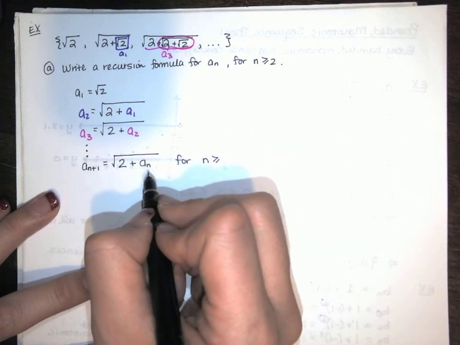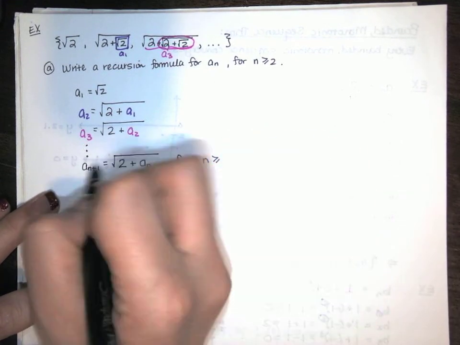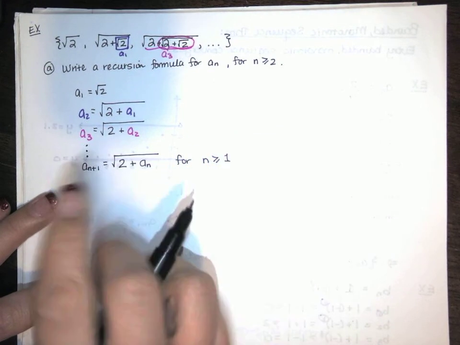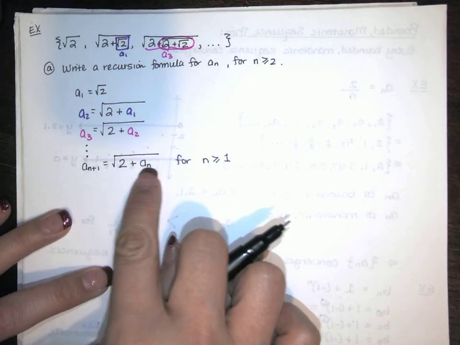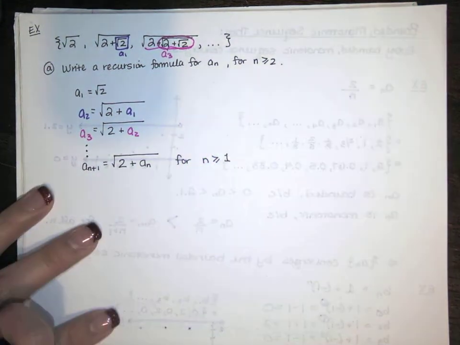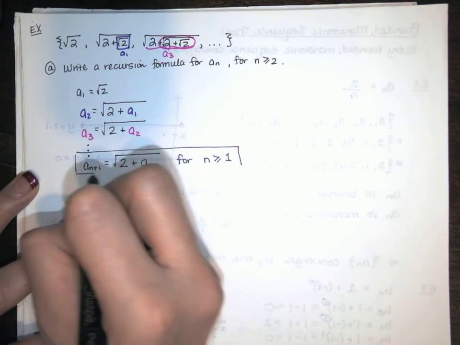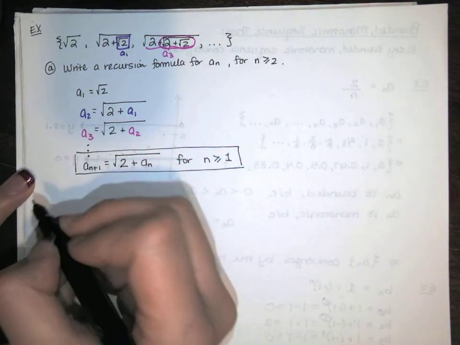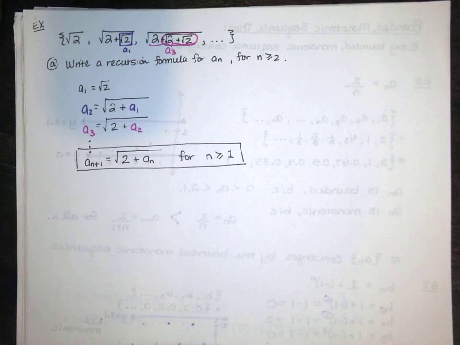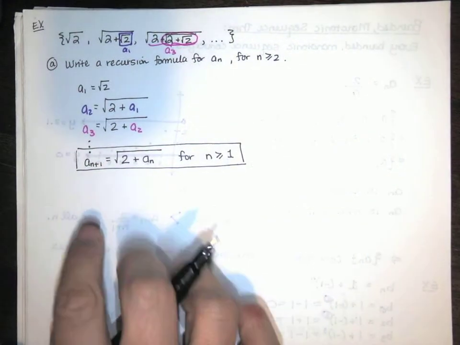It says n greater than or equal to 2, but I'm just going to write for n greater than or equal to 1, it's true. I guess I could write this as a sub n, and that is a sub n minus 1 if I wanted it to start at 2. But I'm just going to do this instead. Okay. Alright, so they wanted us to write a recursion formula for a sub n, and we did.